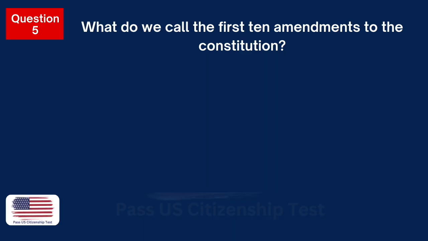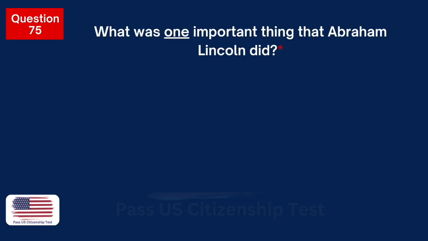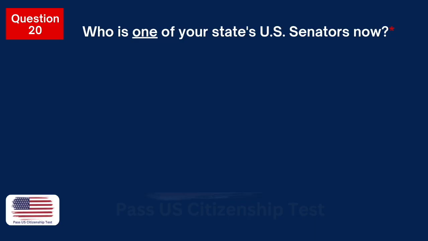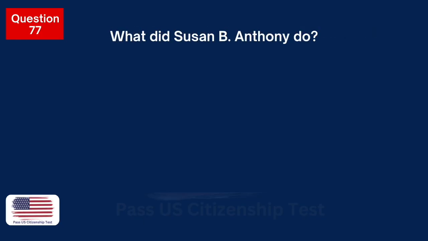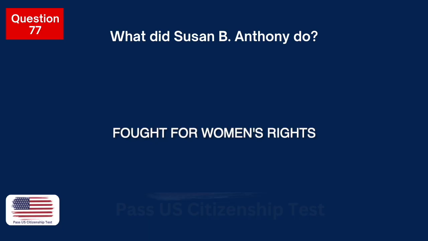What do we call the first 10 amendments to the Constitution? The Bill of Rights. What was one important thing that Abraham Lincoln did? Freed the slaves. Who is one of your state's U.S. senators now? What did Susan B. Anthony do? Fought for women's rights.